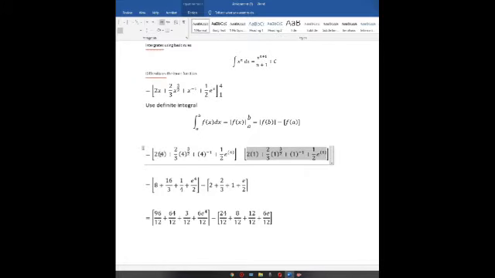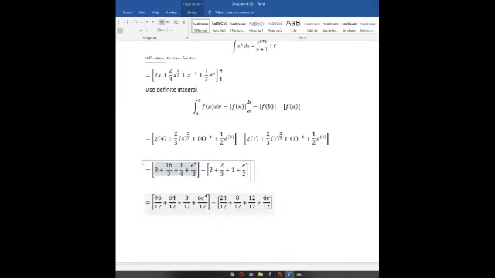So for the x in the upper limit, we insert 4 as x, and for the lower limit we insert 1 as x. So we get this equation. This is for the upper limit and this is for the lower limit. After that, we make it all the same denominator.